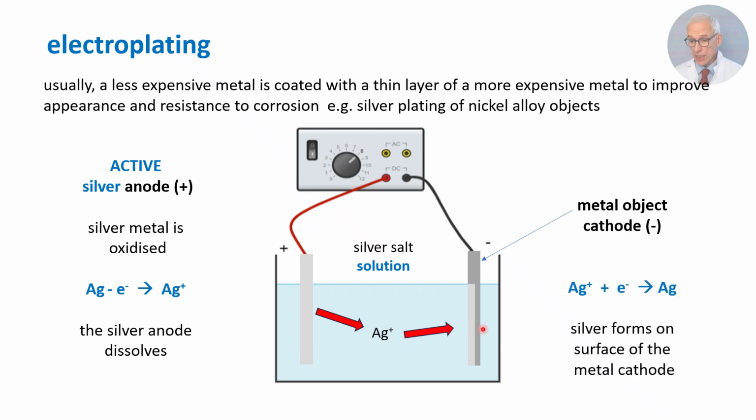The silver ion is attracted to the cathode and is reduced to form silver metal. So silver forms on the surface of the metal cathode, the metal object to be plated. Notice, for every silver ion that is added to the solution, a silver ion is lost from the solution onto the surface of the metal cathode. So the concentration of silver ions remains constant as ions are released from the active silver anode and silver metal is deposited on the surface of the metal cathode.